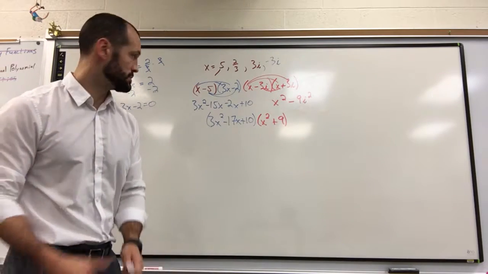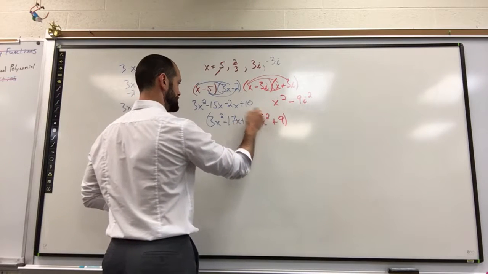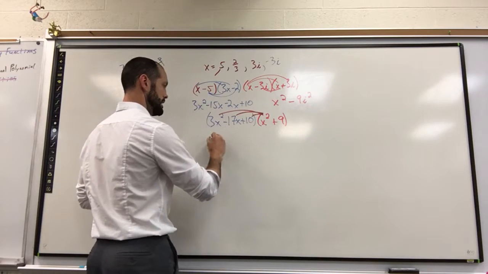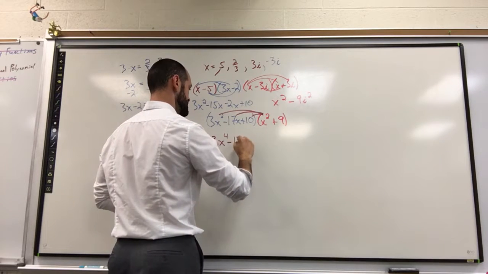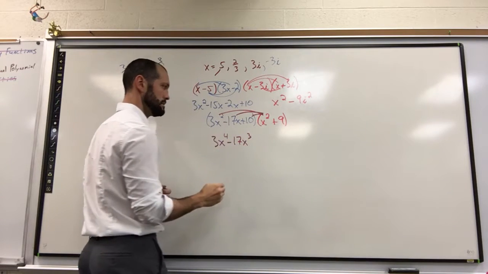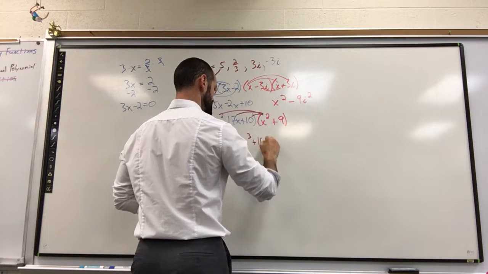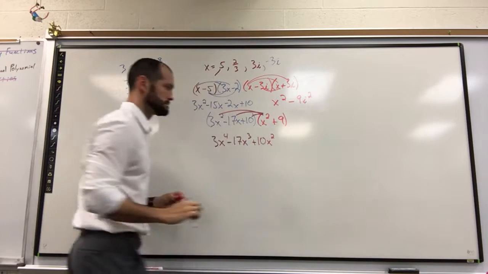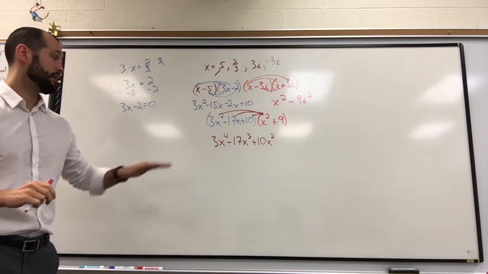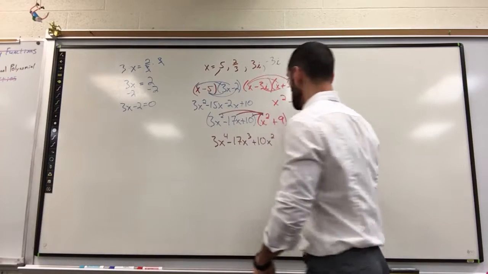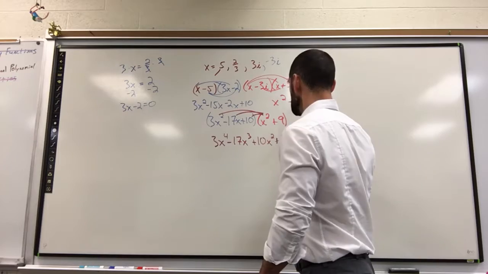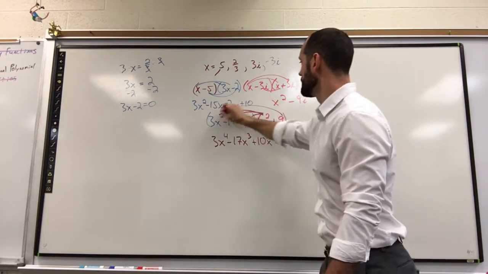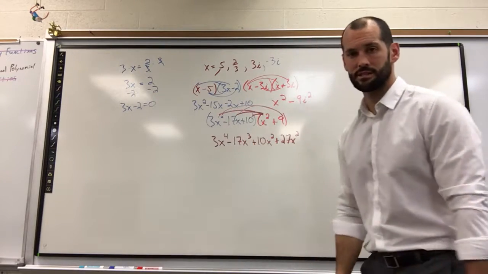Now, almost finished. Go through and do the distribution. We know if we distribute the x squared, we'll get 3x to the 4th minus 17x cubed plus 10x squared. Okay? Now, from here, I distribute the 9. I'll get a positive 27x squared. We get 9 times negative 17x.